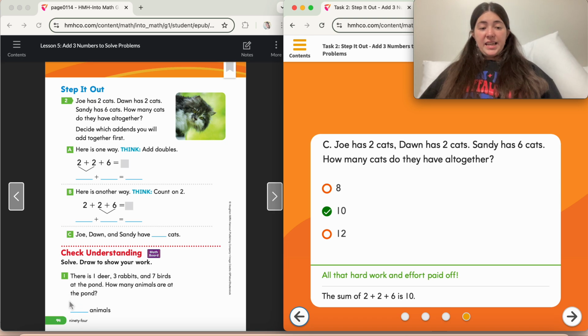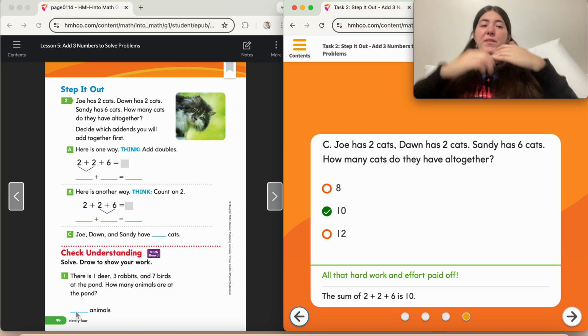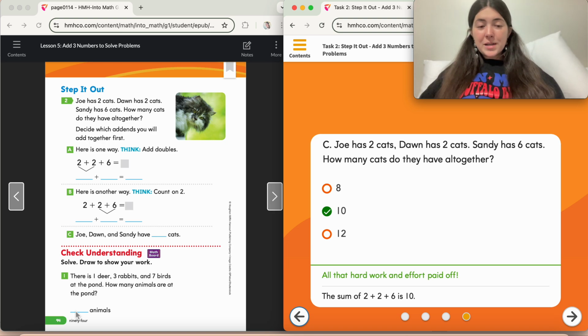And once you have this answer right here, bring it to Miss Meadows. I will give you a smelly star if it's correct. I will help you if it isn't. And once you get a smelly star from Miss Meadows, you have unlocked your choice for today.